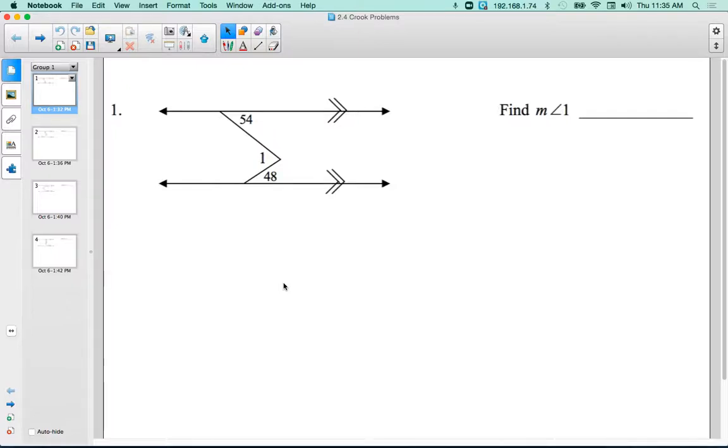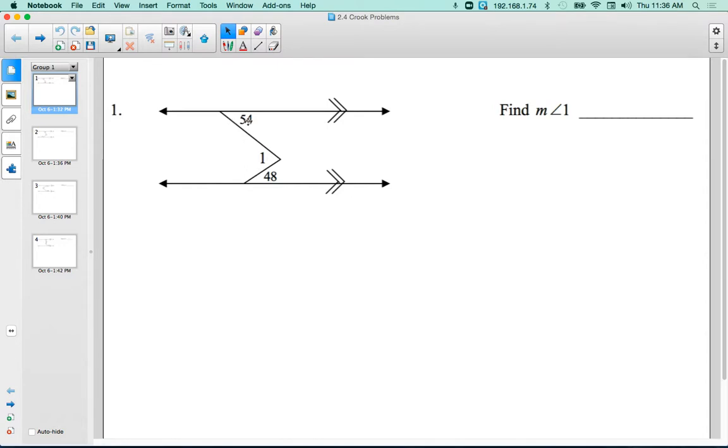All right, welcome to 2.4 Crook Problem video. In this video we're going to explain how we would solve problems where we've got parallel lines and then some kind of segment or angle that is made between the two. Okay, so we're going to start off with this problem.